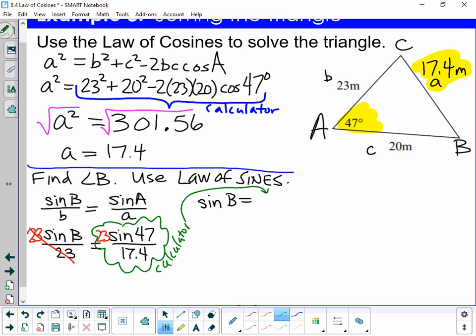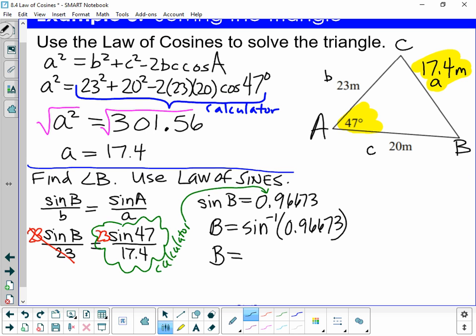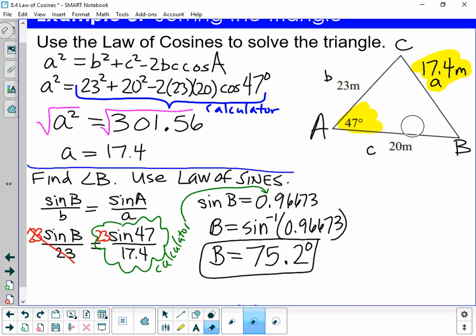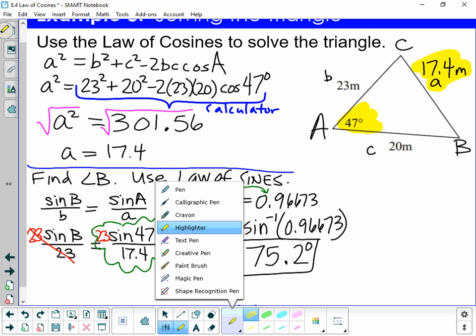I'll write it here in my equation on the next line. 23 sine 47 divided by 17.4, and I get 0.96673. So if I take the inverse sine of that decimal value with that second button, it will give me angle B, which happens to be 75.2 degrees. So I'm going to add that to my triangle. Oops, sorry. 75.2.